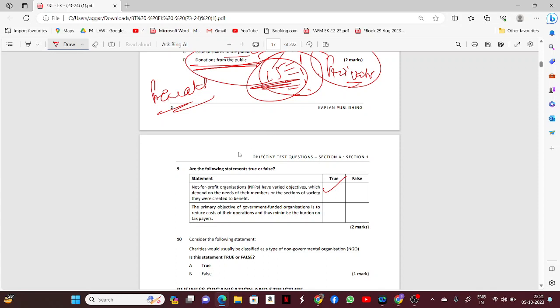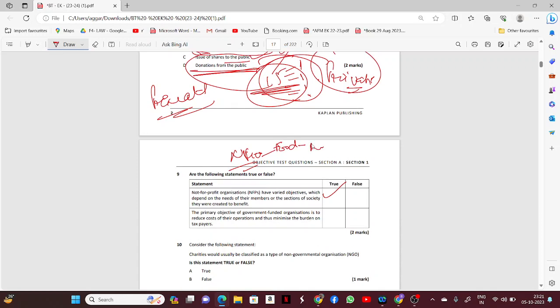Now if you see, there are many NGOs which cater to different aspects of your society. For example, one is for food drives, basically for hunger, right? Then there can be one only for shelter. Then there can be one for women, right? And in women also they can have subsections. So that is the reason they're saying that it depends on the needs of their members or the section of society they're created to benefit. That is a true statement.